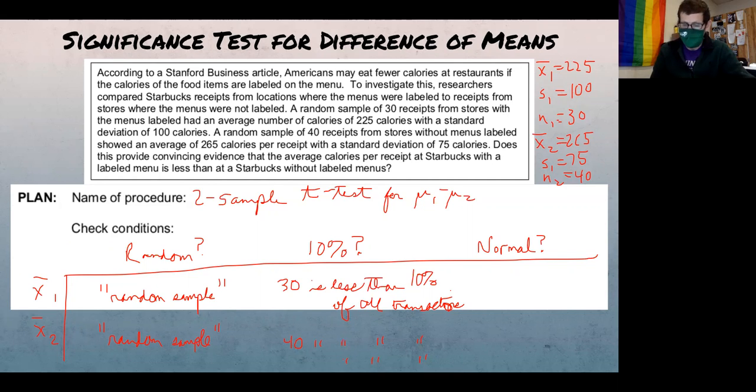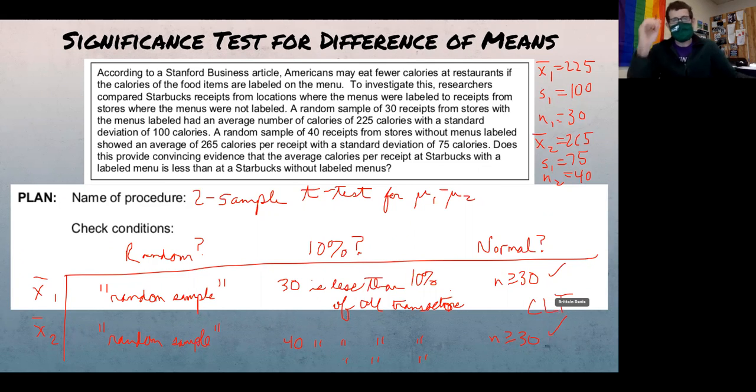All right. And lastly, normal, you mentioned central limit theorem. Have we met the central limit theorem? Yes, 30 is equal to 30. 40 is greater. There it is. So n is greater than or equal to 30. N is greater than or equal to 30. So we've met both of those with the central limit theorem.